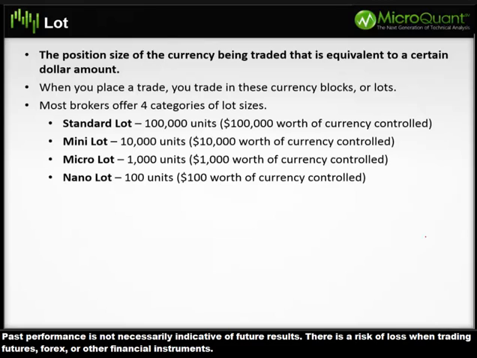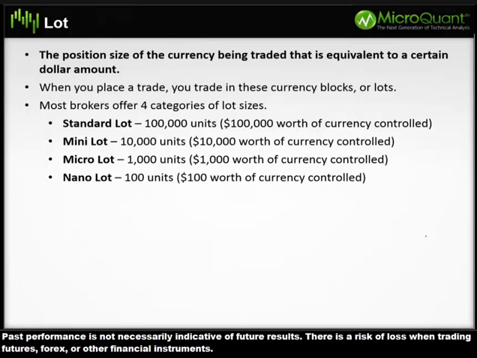So most brokers offer 4 categories of lot sizes here. A standard lot is 100,000 units of a certain dollar amount. So just, for example, $100,000 worth of currency control. Then you have a mini lot, which goes down to power 10 to 10,000 units, and then a micro and a nano. And these kind of go into play whenever you're trading. It helps you with your gains and also with your leverage and things like that.